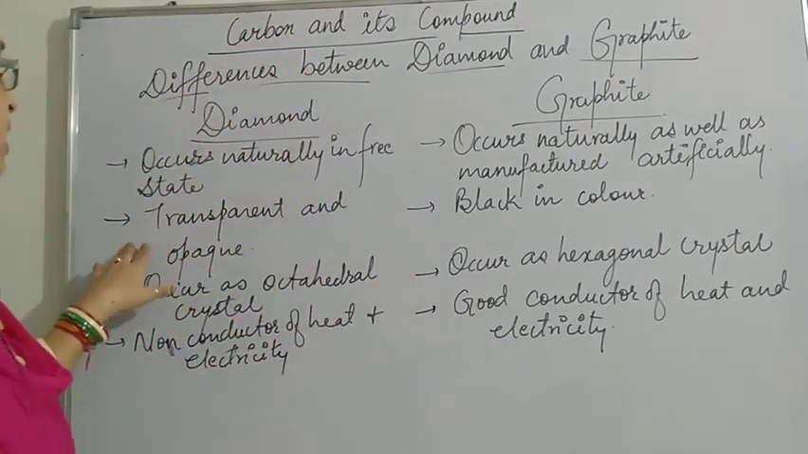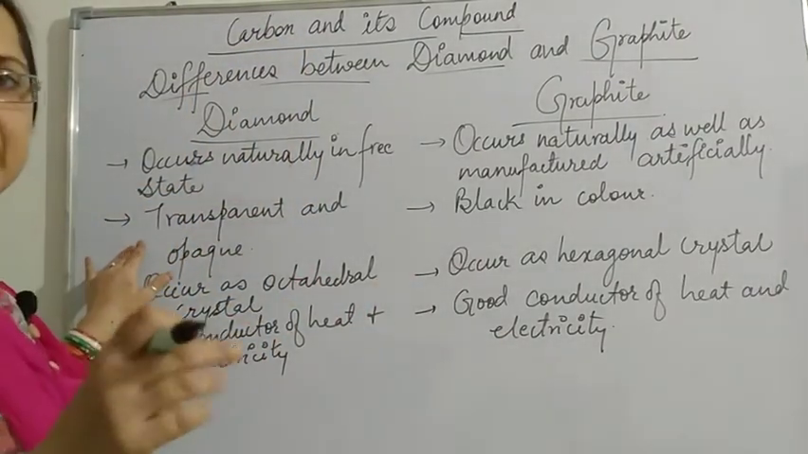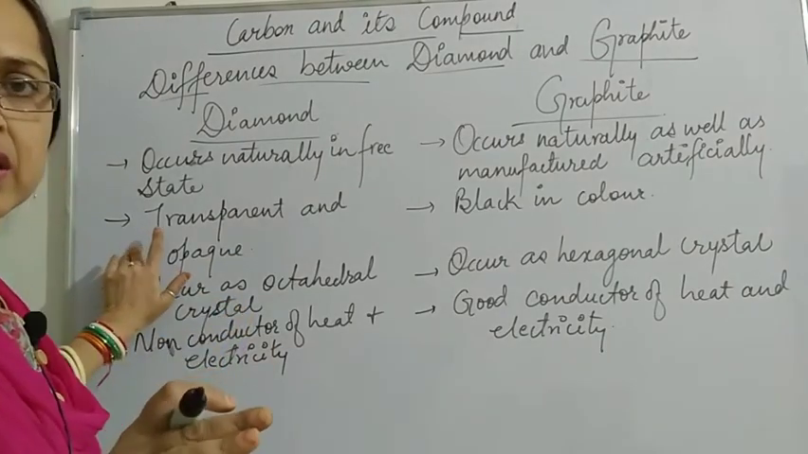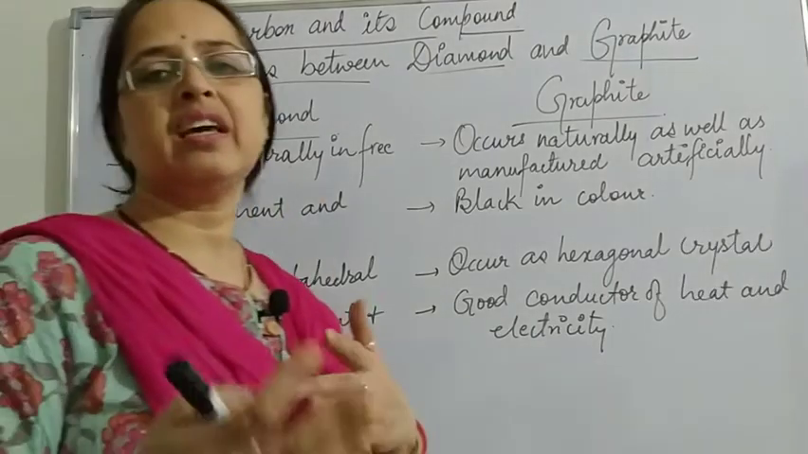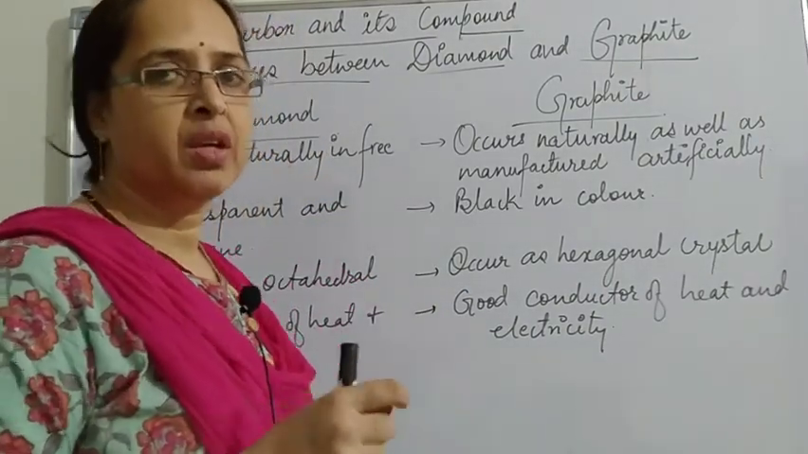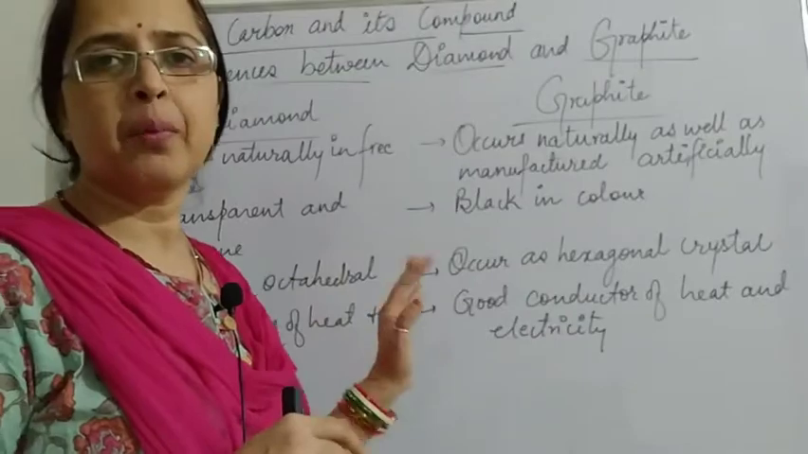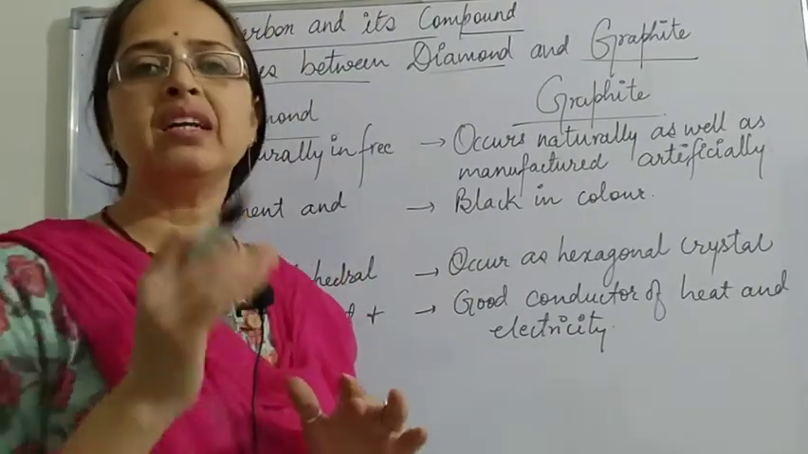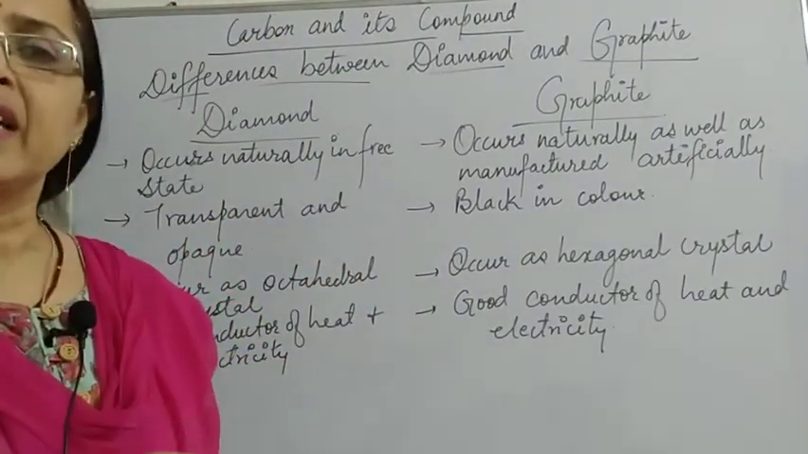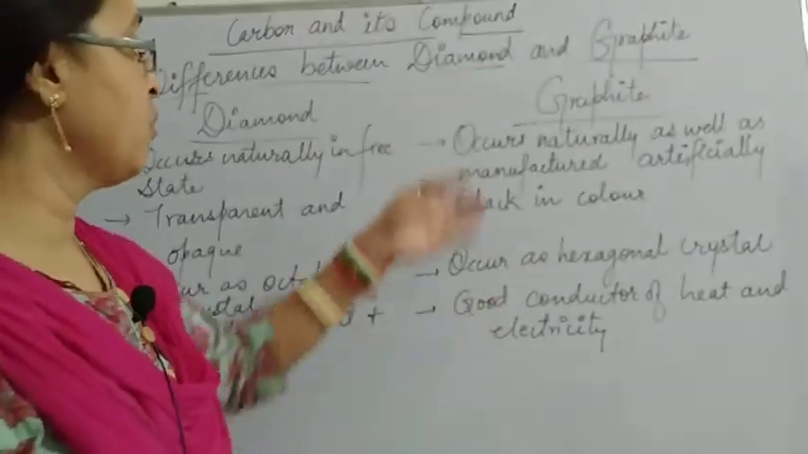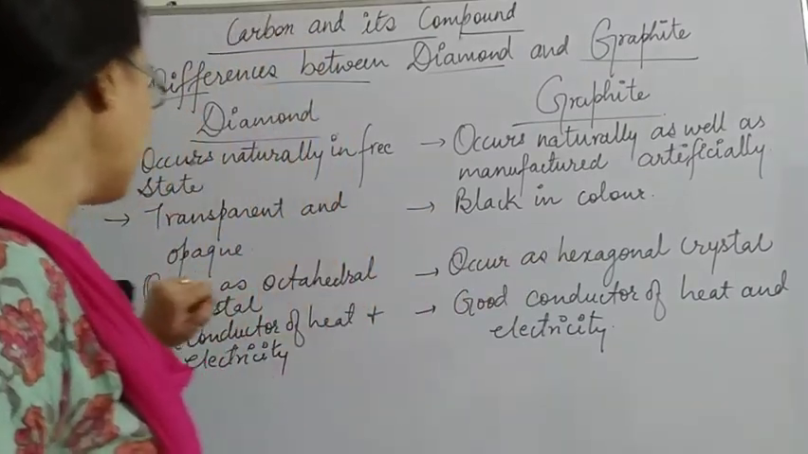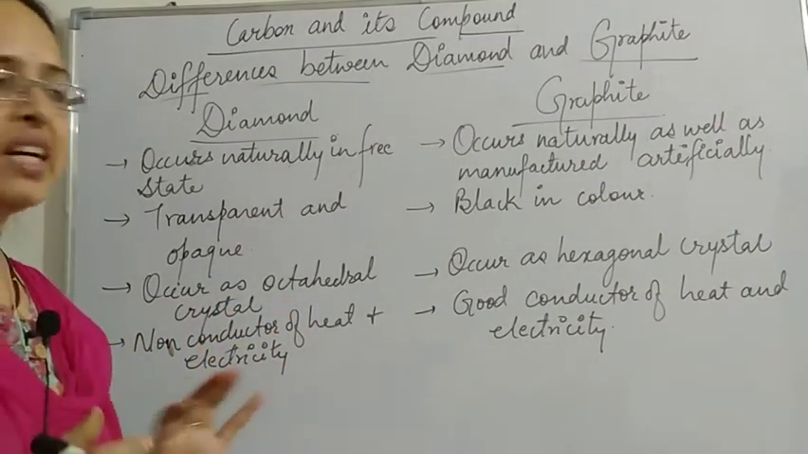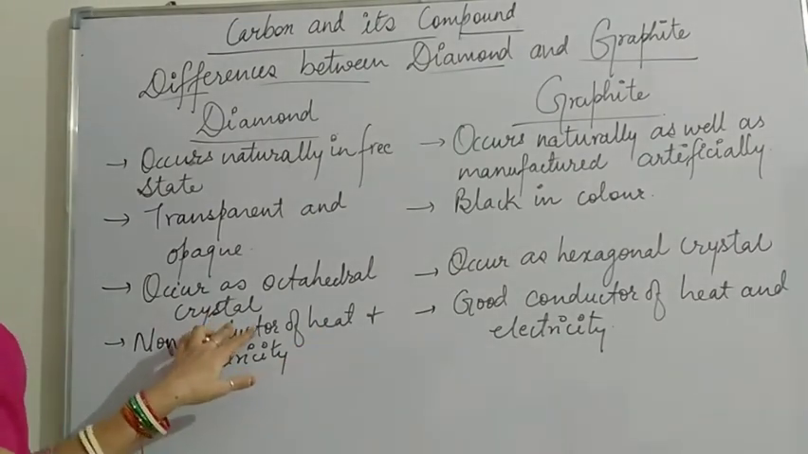The second thing is that diamond is found to be transparent, and graphite is opaque. That means you cannot see through graphite. Diamond undergoes total internal reflection, and due to that it shines brightly. Graphite is black in color. And the structure of diamond is that it occurs as octahedral crystals.